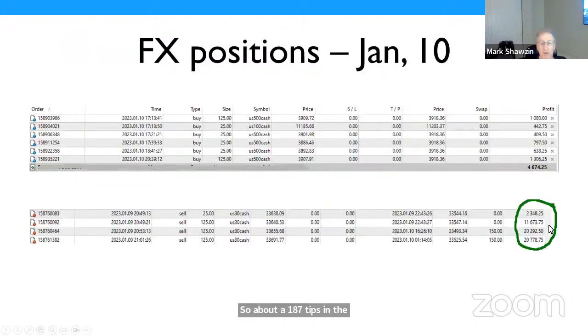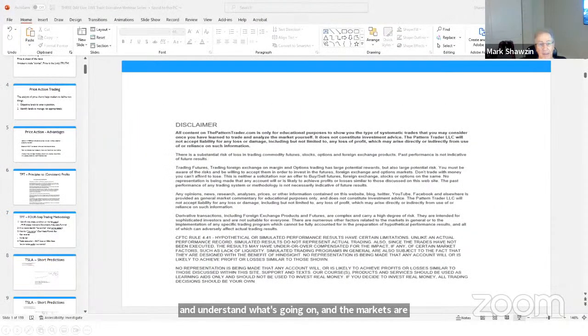And so this is what I did yesterday. I was short the Dow, closed out my positions for some nice profits. And then today I went long the S&P 500. So this is a very dynamic market. You have to be fluid and understand what's going on. And the markets are really reacting to price.